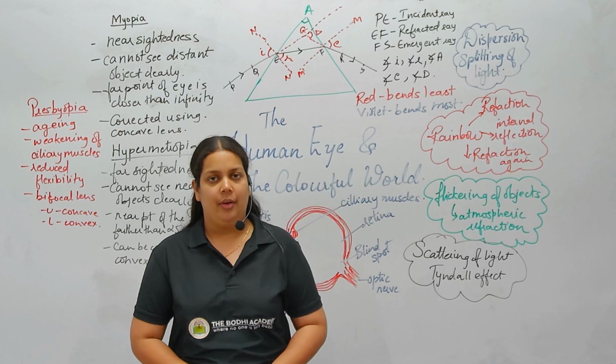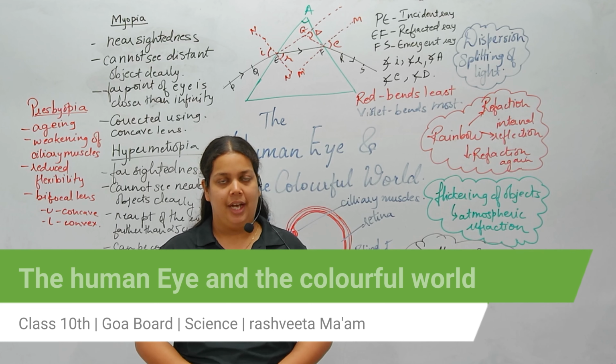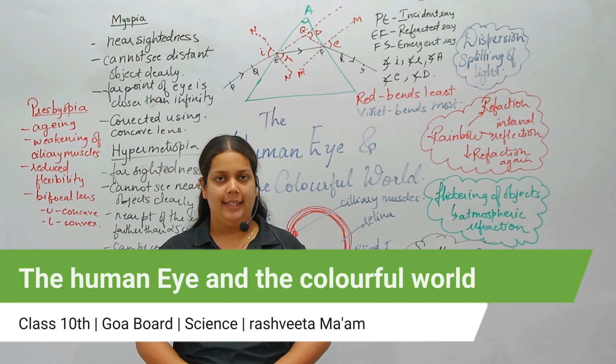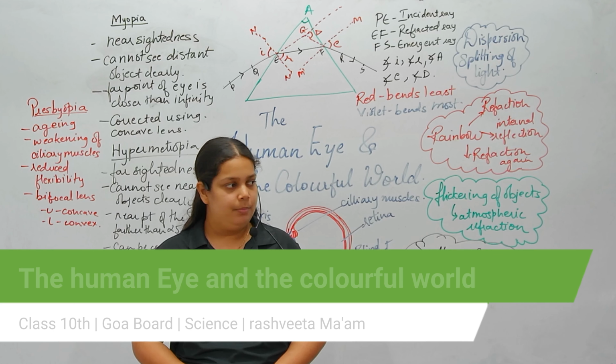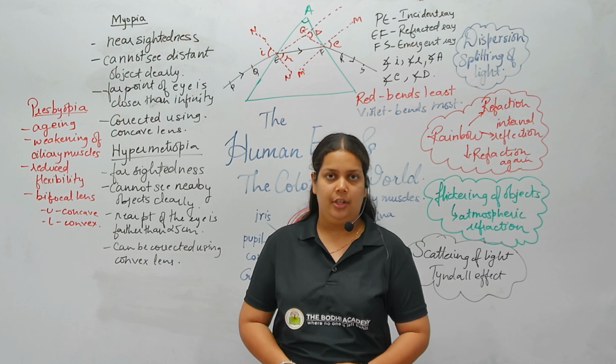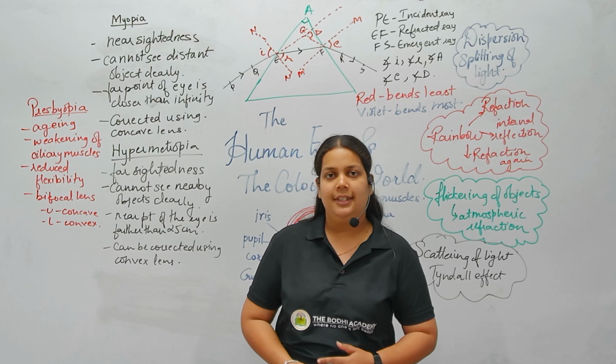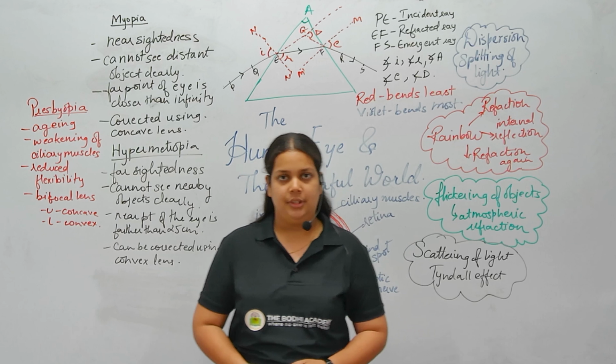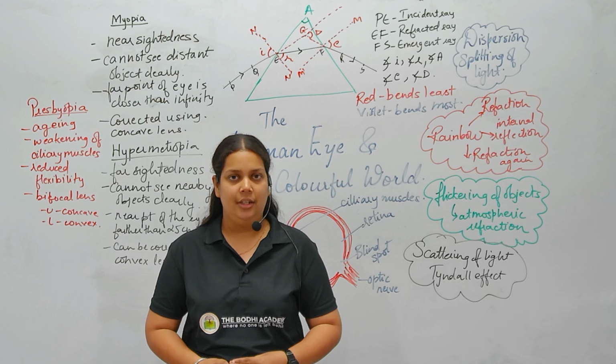Today I will be covering the chapter Human Eye and the Colorful World from 10th Science NCERT textbook. So have you ever wondered how you are able to see the beautiful colorful world around us? So the sensory organ that helps us to see the world around us is the human eye.